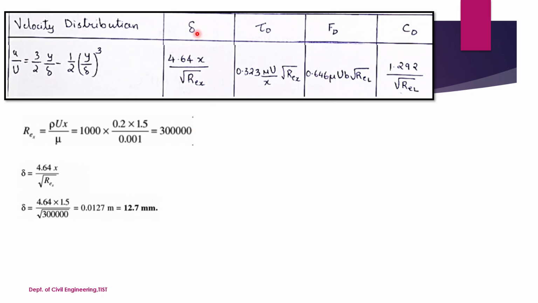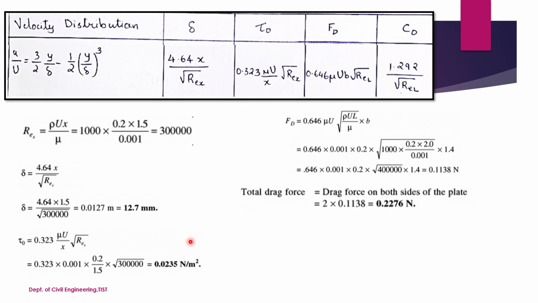Now take the expression for delta. This is the expression for delta. Substitute the values and you will get the answer. If you memorize the equations, it is very easy, but it is a little difficult to memorize the equations. So just take the equation for tau naught. Cd is not asked in the question. You just need to find the total drag force.